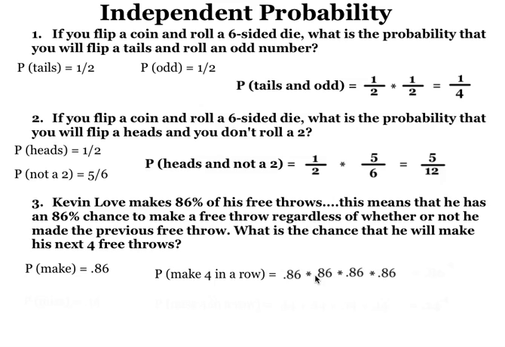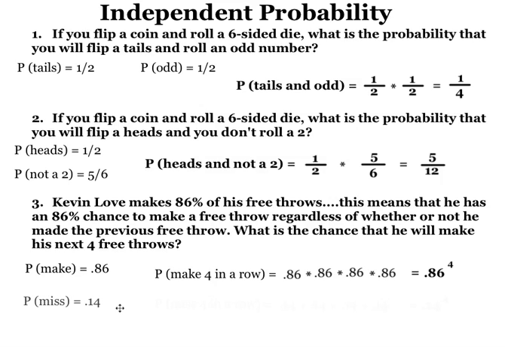Now there's a better way to write that. The way I'm going to write that actually is going to be 0.86 to the 4th power. Let's say the question would have been changed a little bit. Let's say they would have asked you, what is the chance that Kevin Love will miss his next 4 free throws? Now to find that, I know that the probability that Kevin Love misses his next free throw is going to be 0.14.